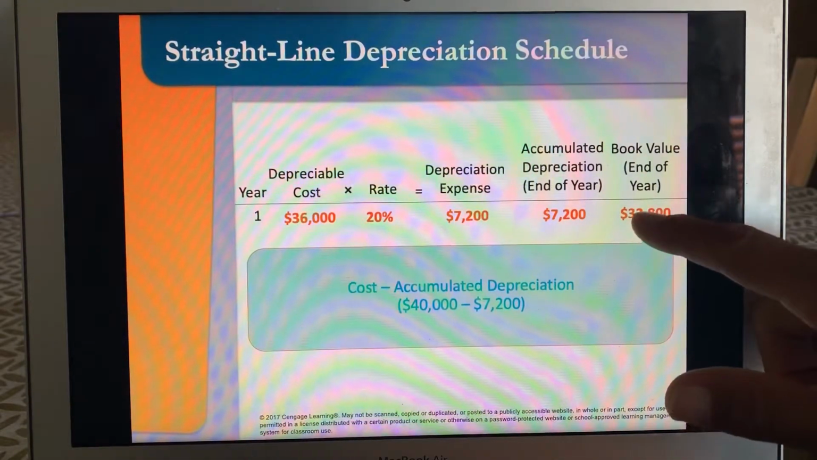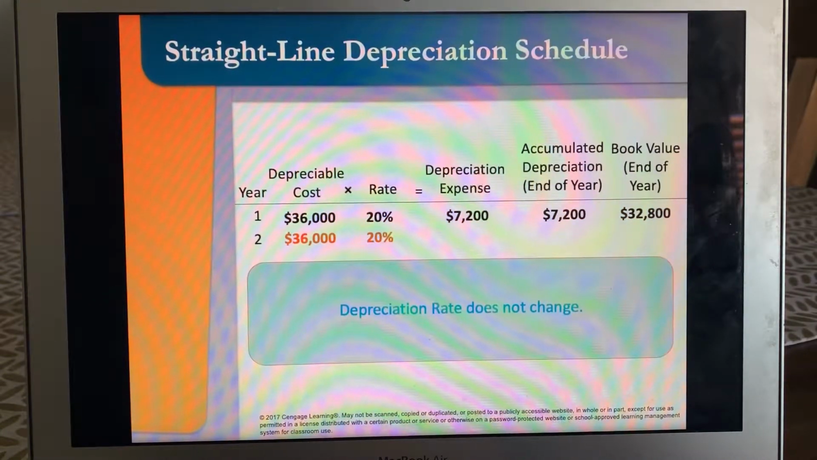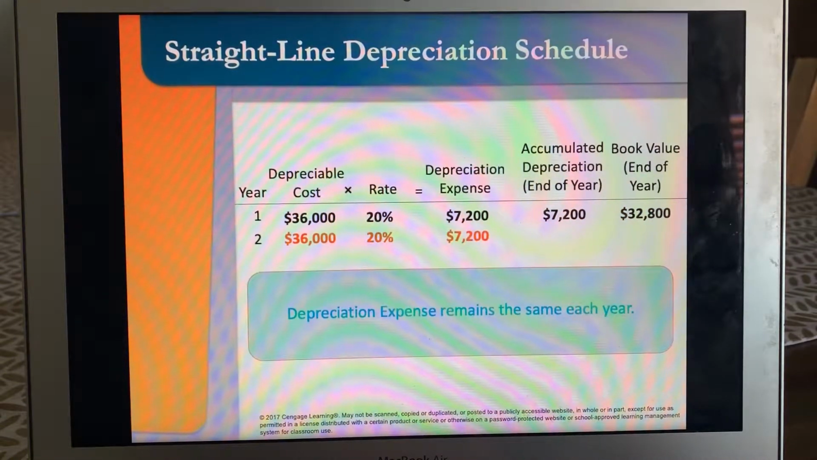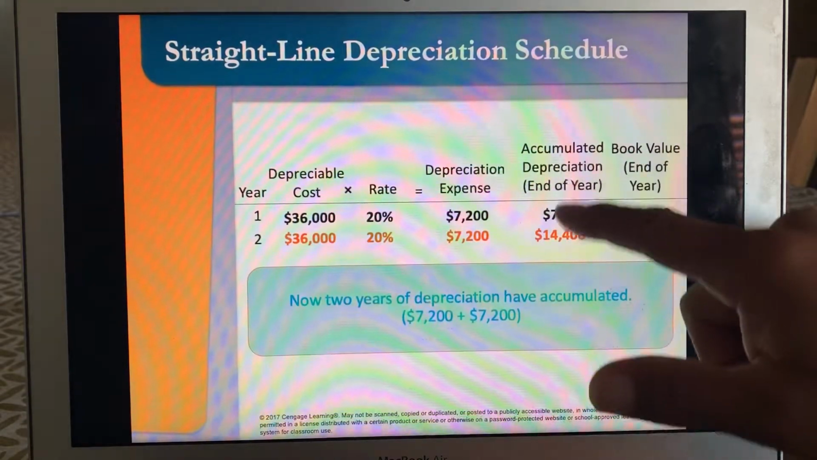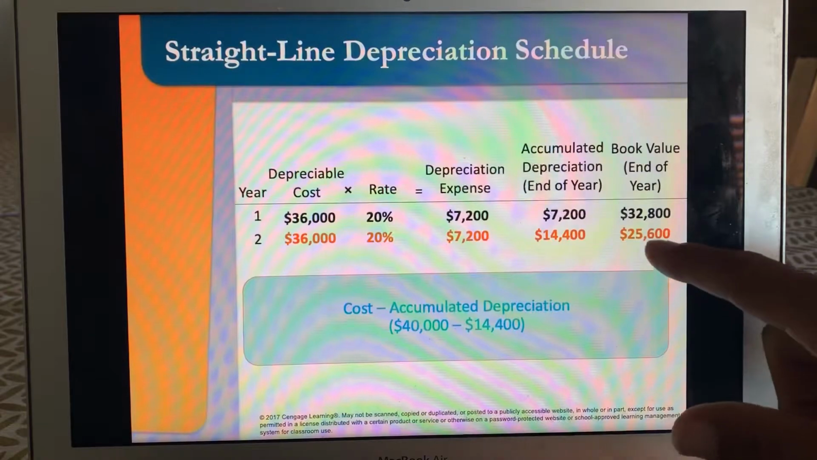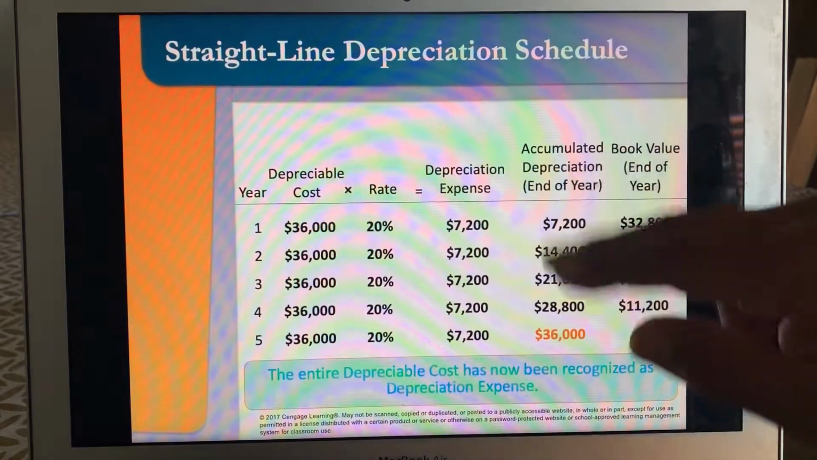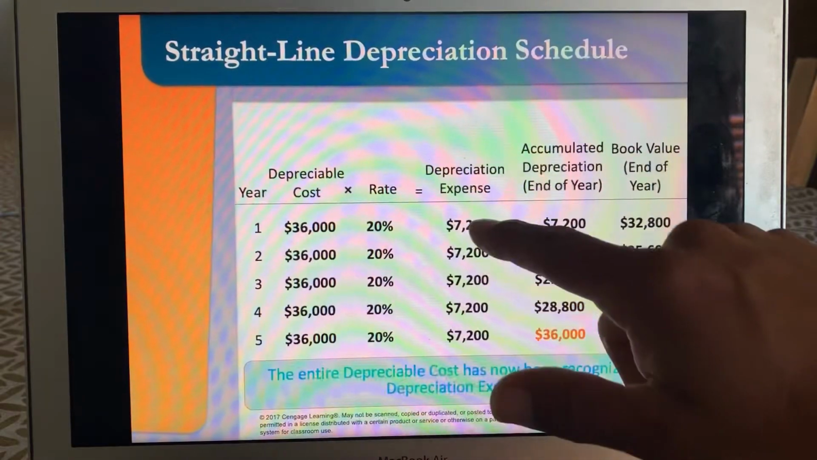So this is the book value of the asset at the end of year 1. Same thing, 36,000 times 20%, 7,200. Now our accumulated depreciation is 14,400, and our book value is going to be 25,600. And this is what we do, 20% each year.